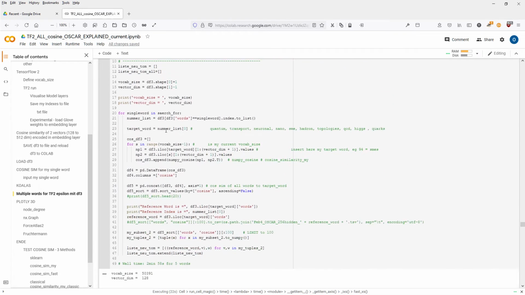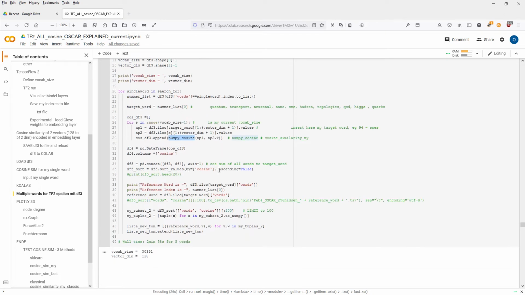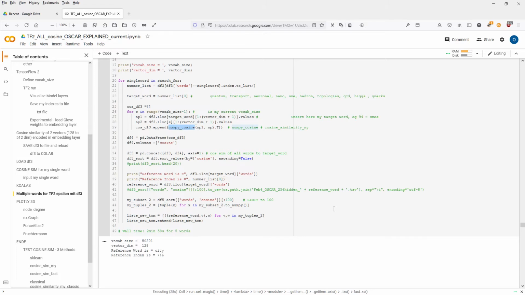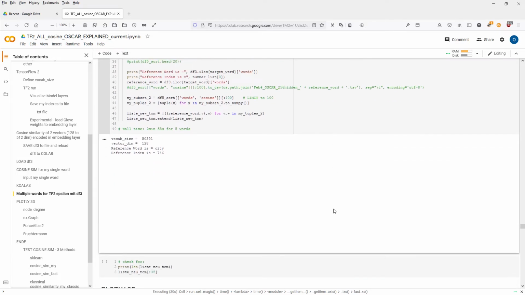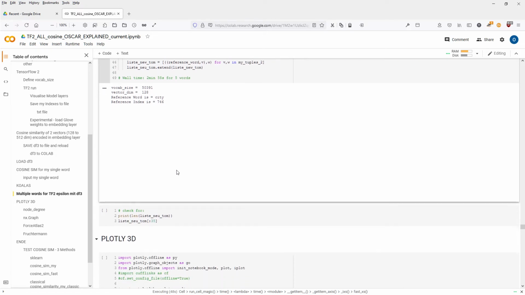You take them, you calculate here the numpy cosine similarity, you put it in a data frame, and you run through all of your vocabulary, you calculate all the cosine similarities, and you come up with the result. Now, as you can see here, we are real time. It takes, I don't know, 20 seconds per word. So if you have 10 words, it's gonna take 200 seconds, but no problem at all.